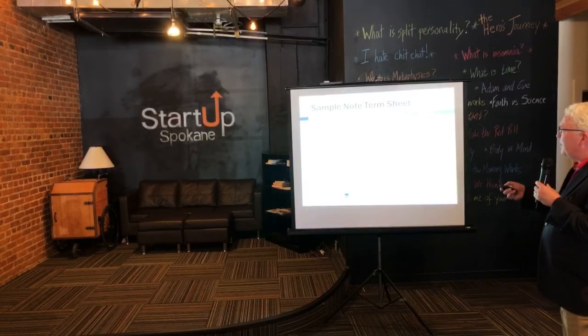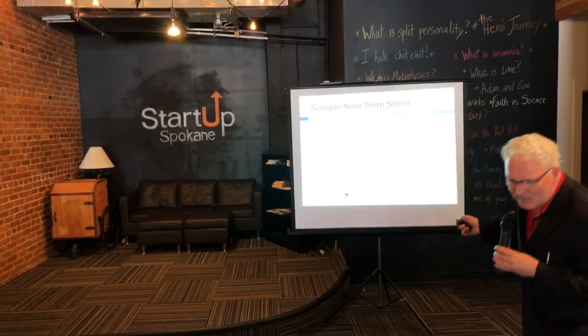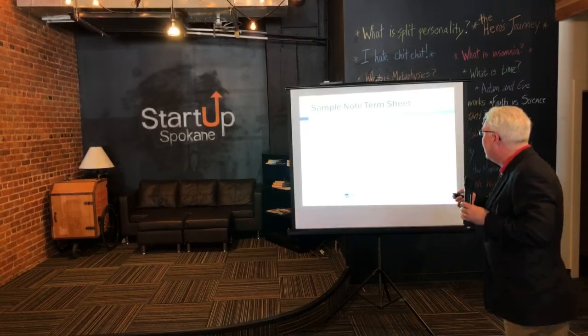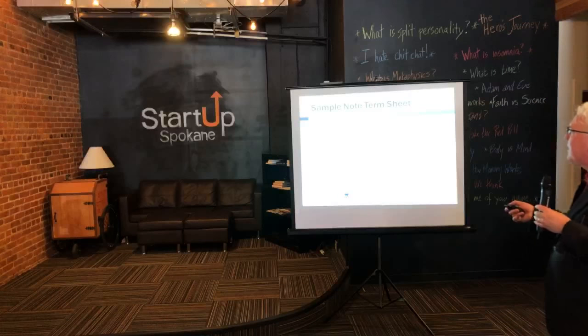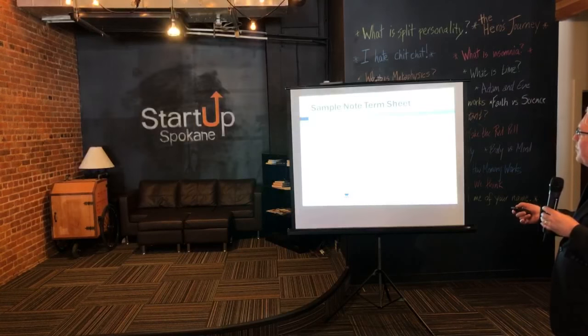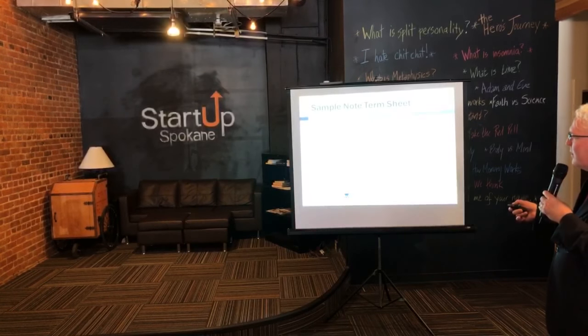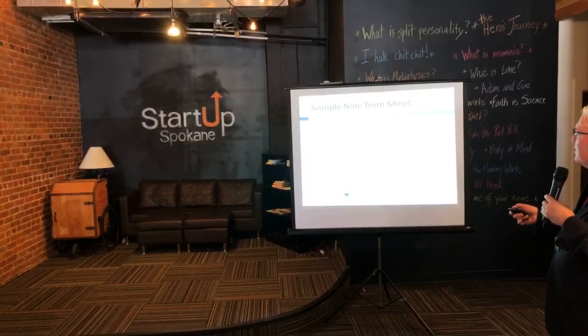But the basic idea is that you've got the financing amount, you've got the maturity date, the interest rate, and then the automatic conversion. These are the provisions that talk about what constitutes a qualified financing and the idea that it's automatically going to convert into equity. And then there is a voluntary conversion provision in this term sheet.